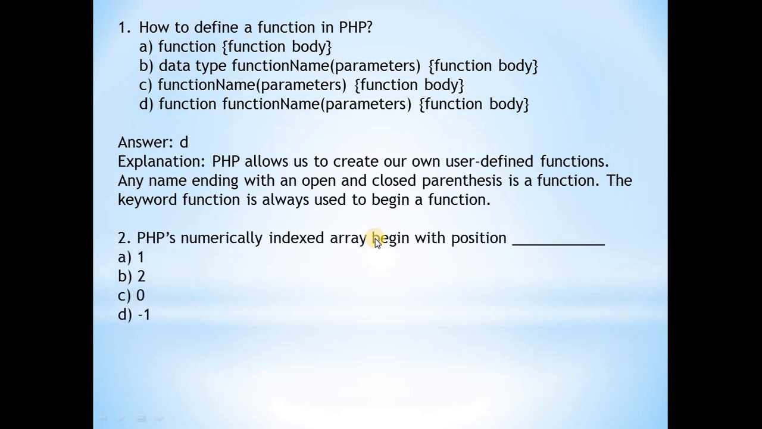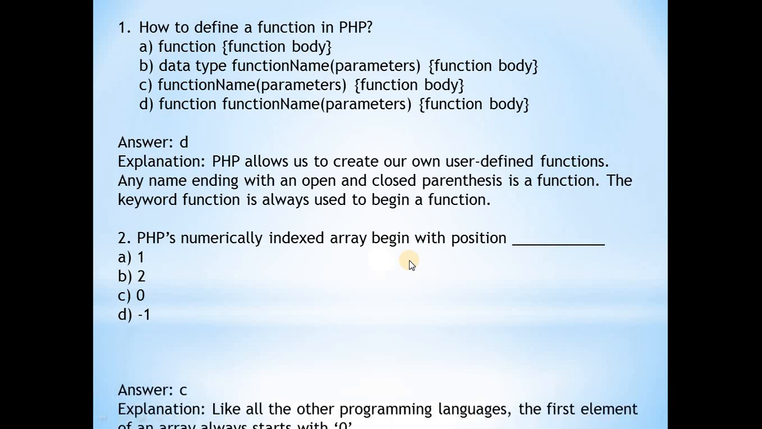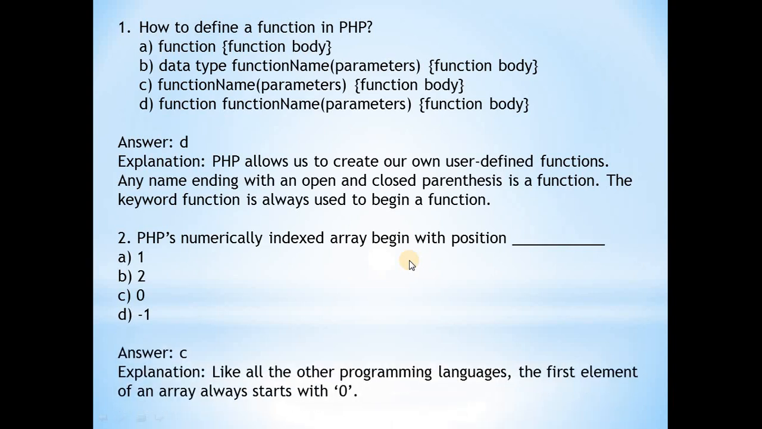Next question is PHP's numerically indexed array begin with position. Answer is C, 0. So by default indexing starts with 0. Let's move to the next one.